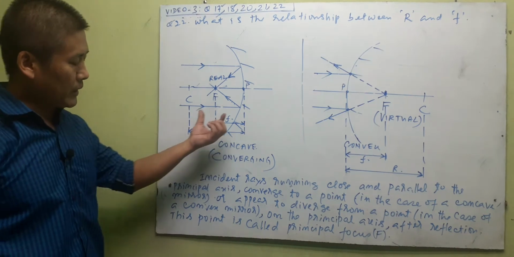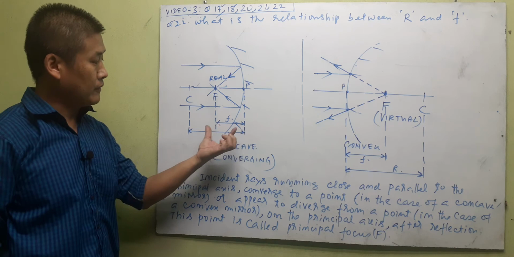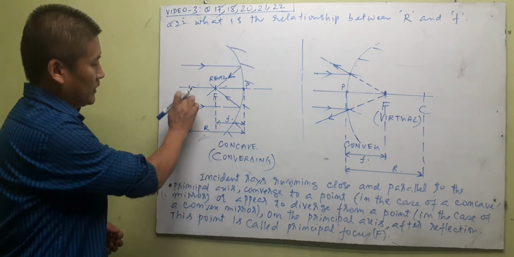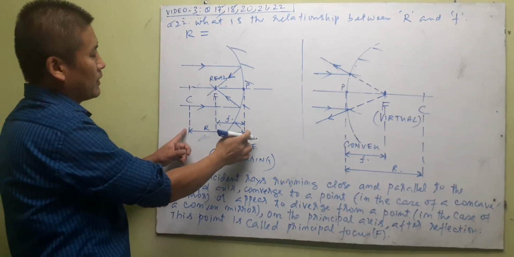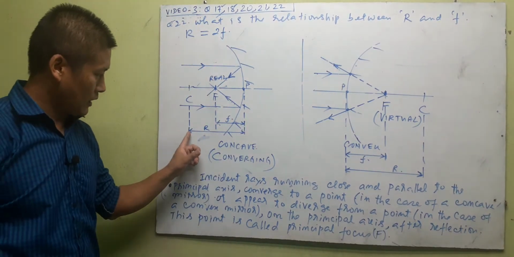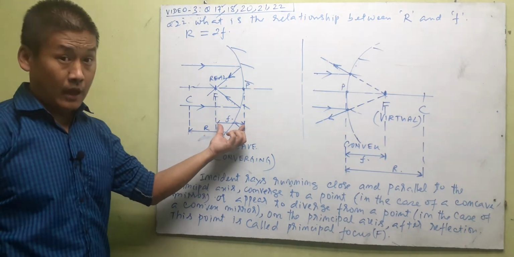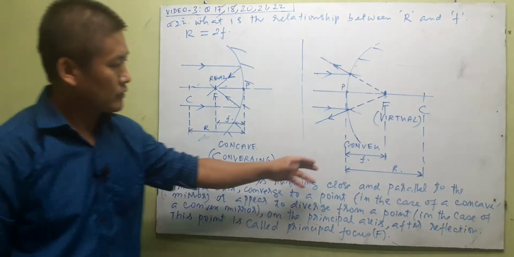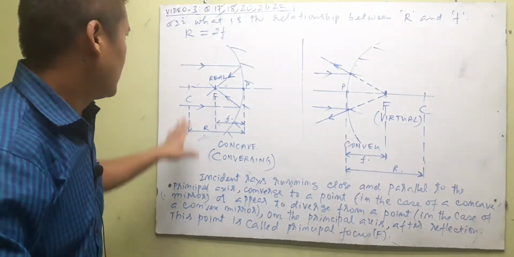Now by experiments it has been found that this focal length, the distance between P and F, and this radius of curvature, capital R, the distance between C and P, is double the small f, 2f. That means if the radius of curvature is 20 centimeters, f is always 10. So R is always 2 times f. That has been found by experiments to always be true.